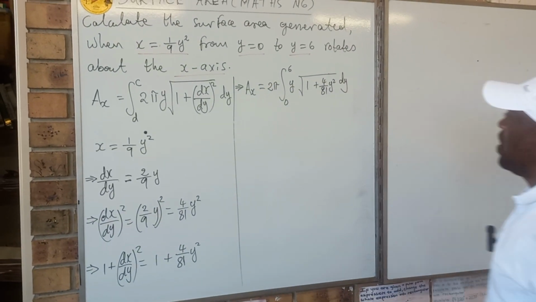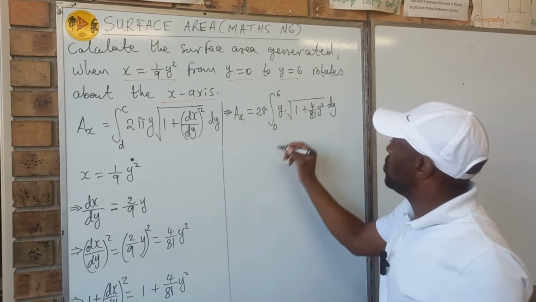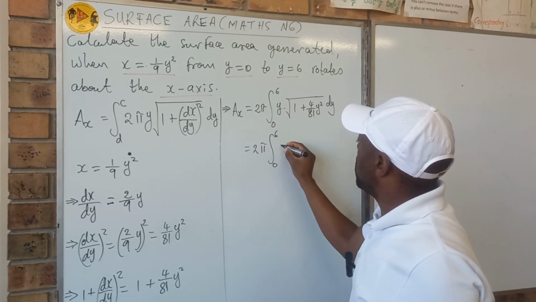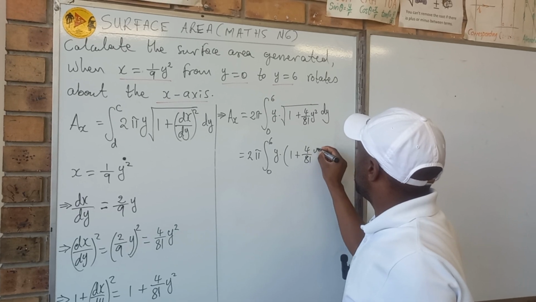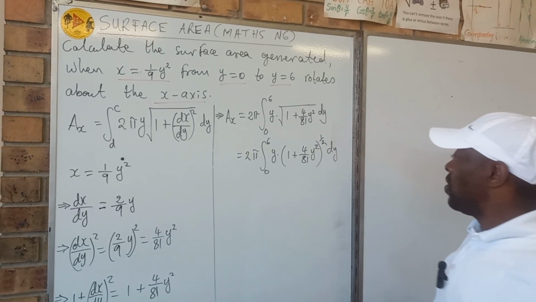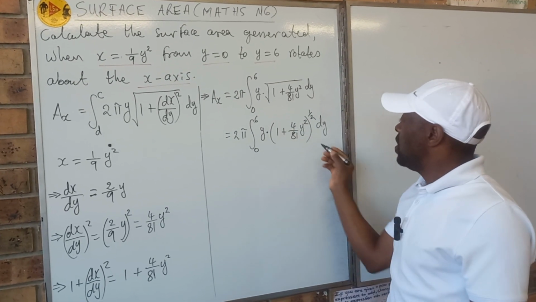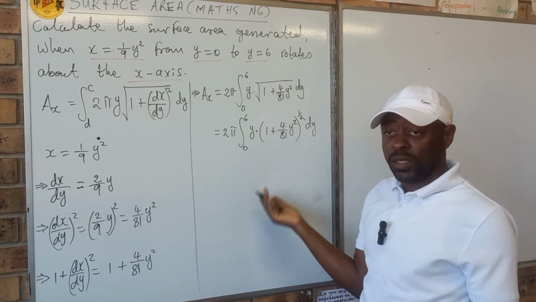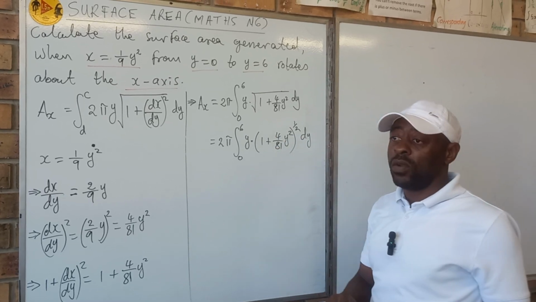Looking at the way your problem is written, it's obvious that it's ready for integration. We just need to change the square root to become a power, which is nothing difficult. That will be 1 plus 4 over 81 y squared, all to the power half, dy. Just looking at that, we are integrating a product, and the fact that you can differentiate y squared to get y already tells you that this is u substitution, where you take your u to be equal to what is under the power.